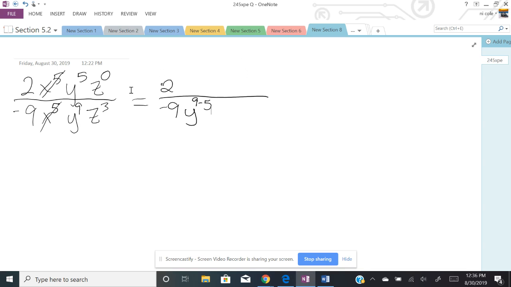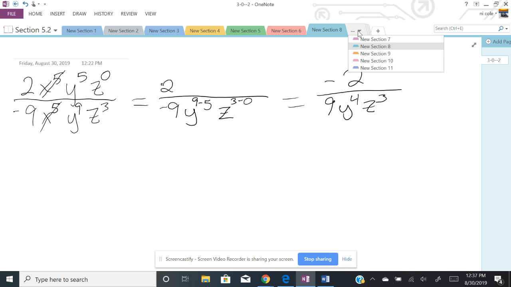And then I'm going to look at my z's. Which one has the larger exponent? Is 0 larger than 3? No, 3 is larger than 0. So I'm going to put z to the 3rd minus 0. And then I'm going to simplify that. So that's 2 over 9 y to the 4th z cubed. And I have a negative. It could go in front of the 9. I'm just going to put it in front of the 2 because I like putting it on top. But it could be in front of the 9. It could also sit right here in front of the bar. Just make sure that it's clearly defined.